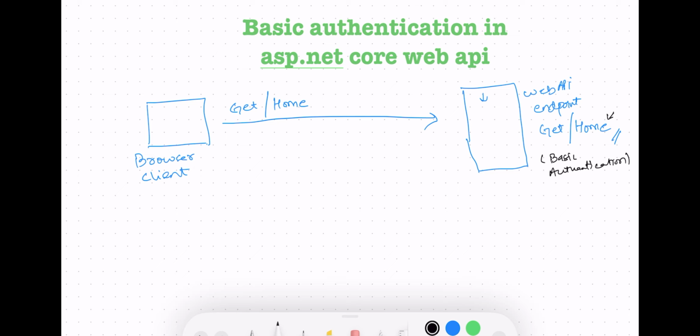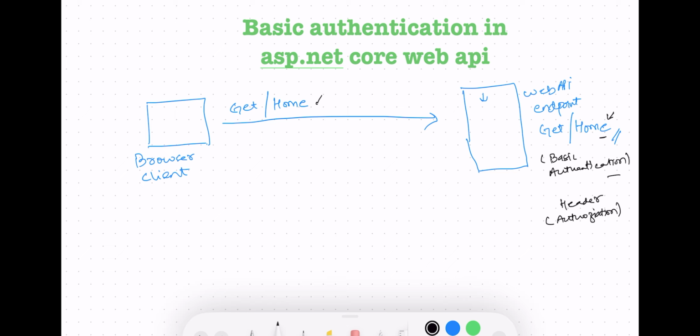So now the server gets this get request. It sees that this endpoint which is being requested uses a basic authentication mechanism. So the server will see if this request contains any header, if it contains any header with an authorization key in it.